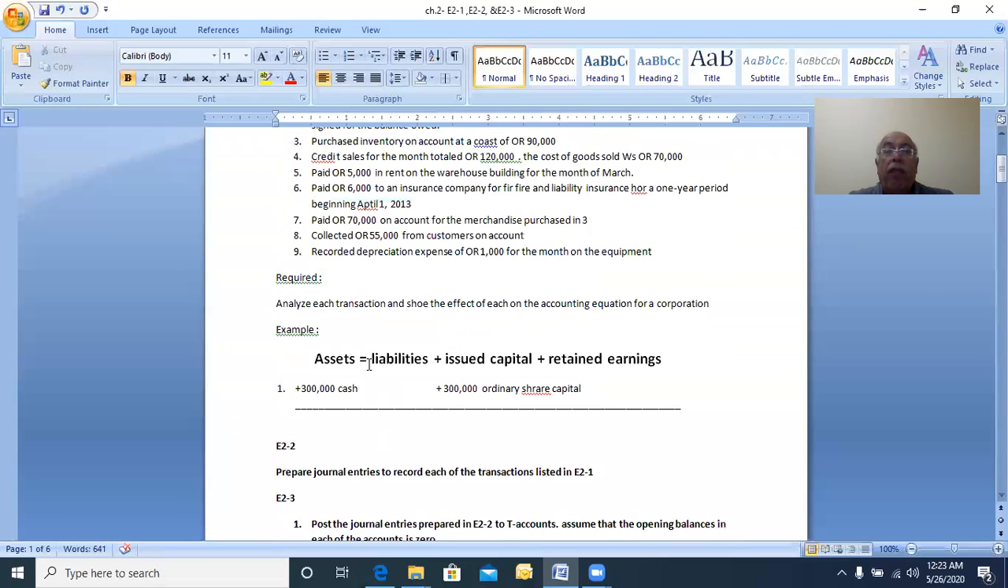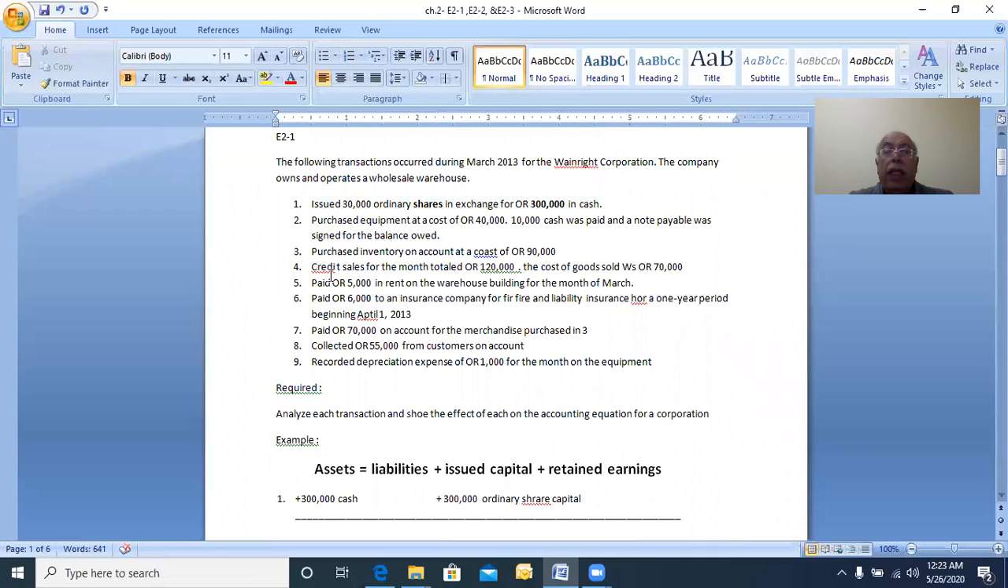Let's go to number 4. Transaction: credit sales, for the month, total of 120,000. The cost of goods sold was 70,000. Here we have two transactions in number 4 affecting our accounting equation.